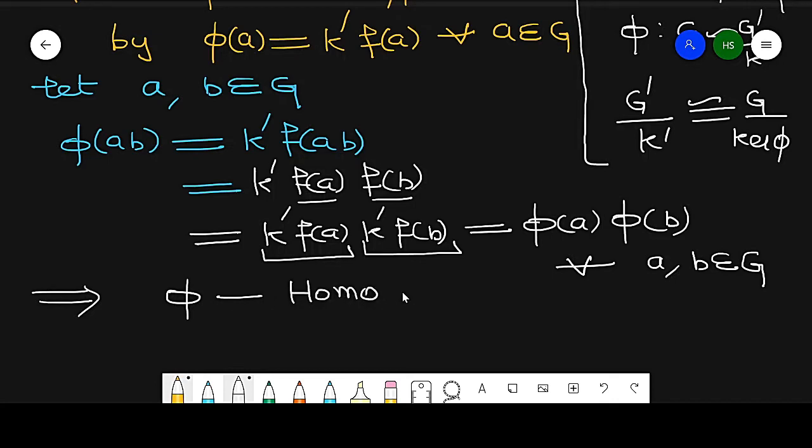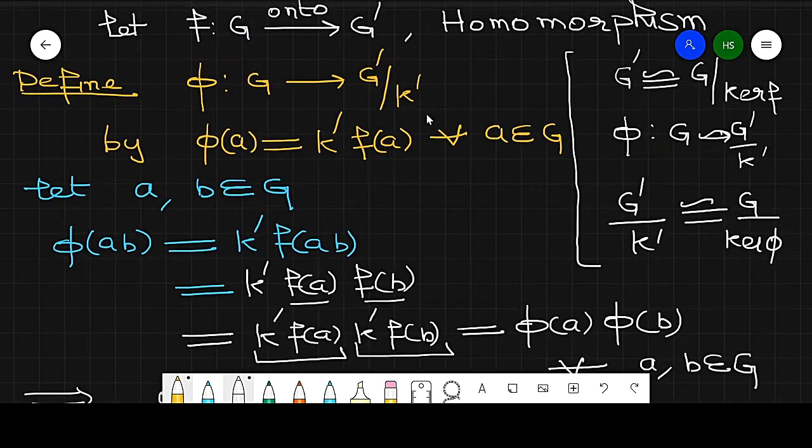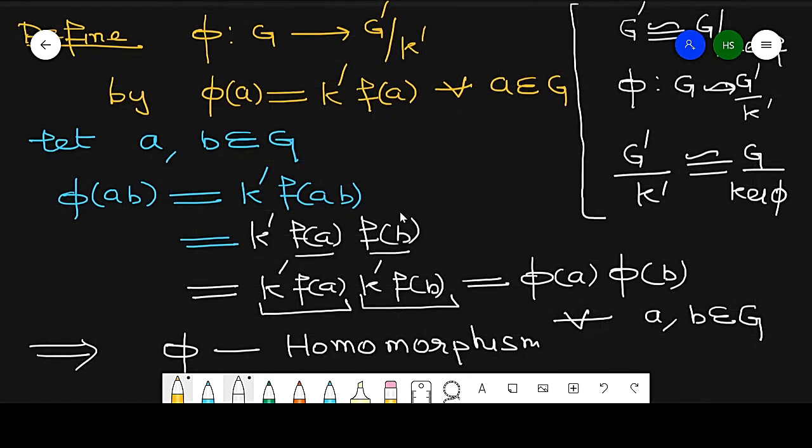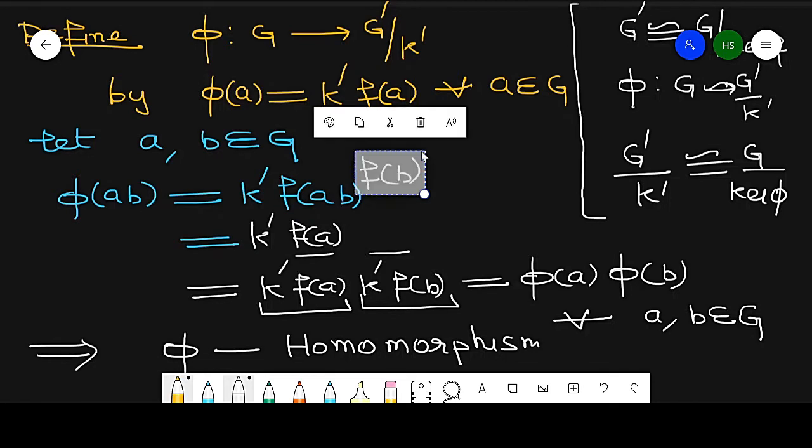Now the second step is to prove that it is onto. Now if I take one element from G dash by K dash, what are the elements of G dash by K dash?